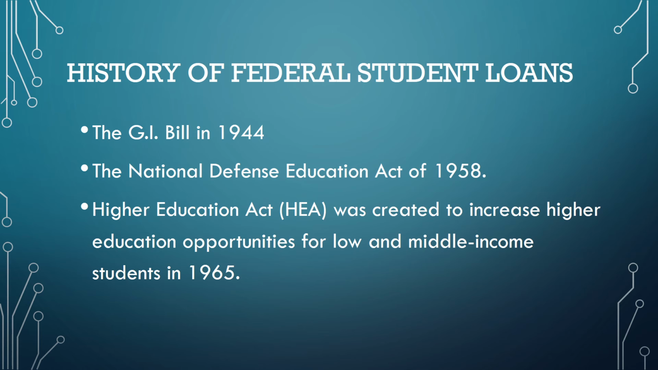The Higher Education Act of 1965 was created to increase higher education opportunities for low and middle income students. Under this act, the federal government established the Guaranteed Student Loan Program, which provided students with guaranteed government subsidized loans.